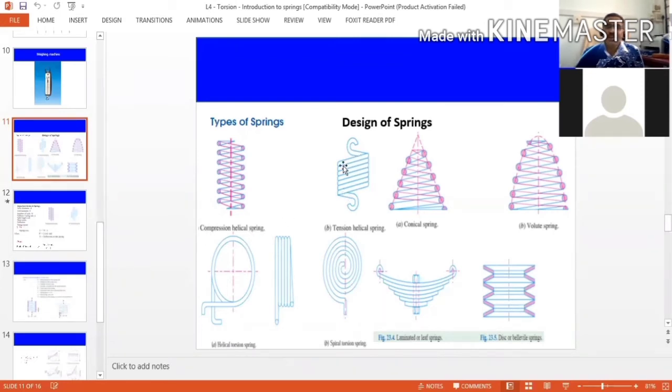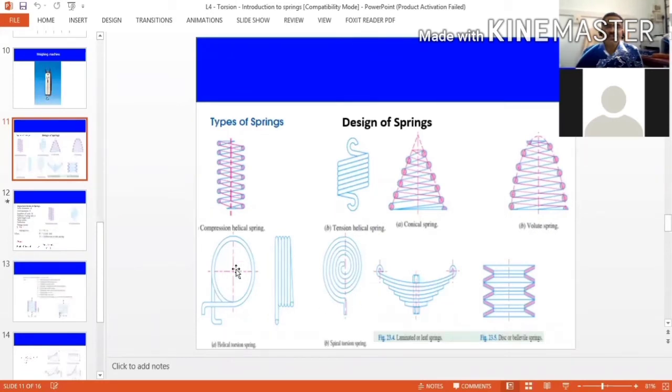Here gaps are not provided, so it cannot be used for taking compressive load. It can be used for taking tension load. So this is a tension helical spring. This is also a helical spring, but it is in conical shape. So this is called a conical spring. This is in the form of an involute, so this is called a volute spring.